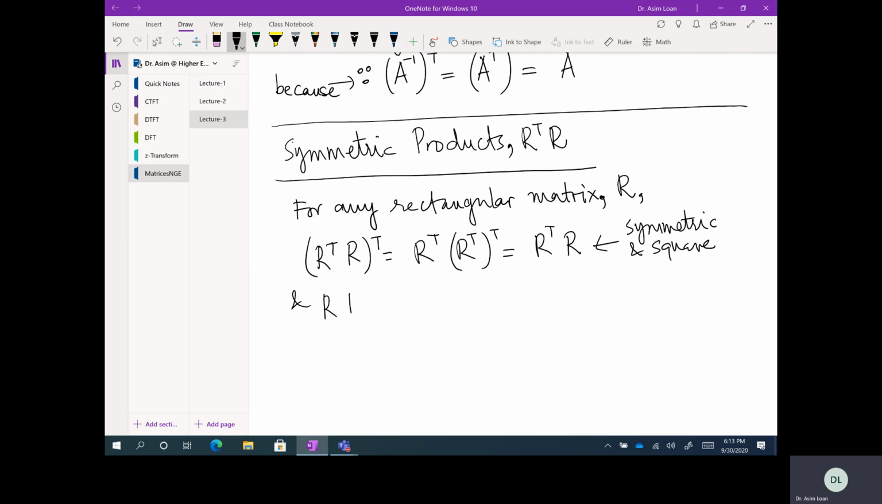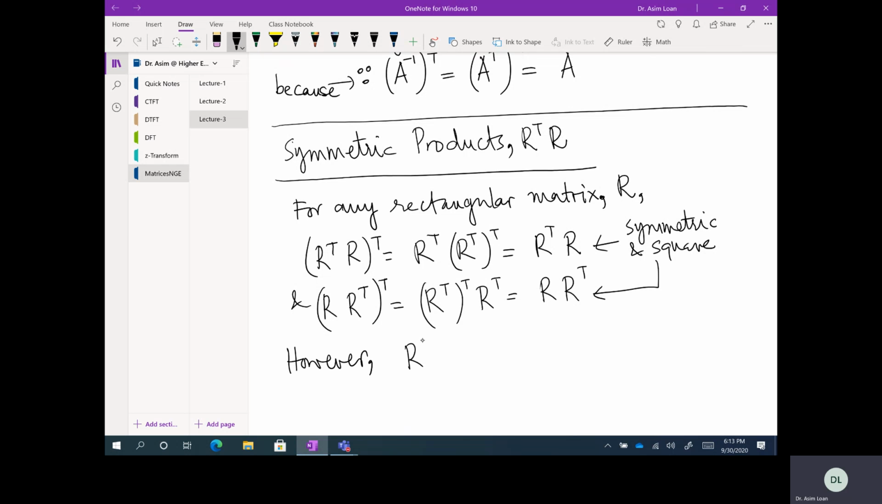And (R times R transpose) whole transpose is R transpose transpose into R transpose, which is equal to R into R transpose. This is again symmetric and square. However, R transpose R is not equal to R R transpose.